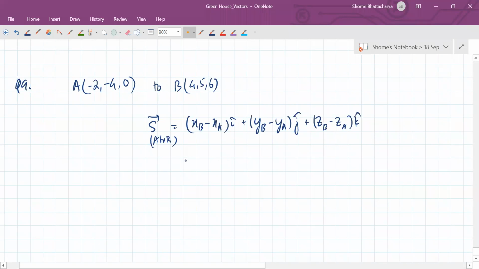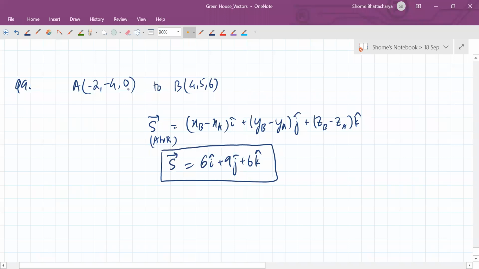so how much will it be here? It will become 4 minus of -2, so that is 6 i cap, plus 5 minus of -4, so that's 9 j cap, plus 6 minus 0, so 6 k cap. So this will be our displacement vector from A to B, and whatever units these are given in, this is in the same unit. So that's all you have to do in this question, nothing else.